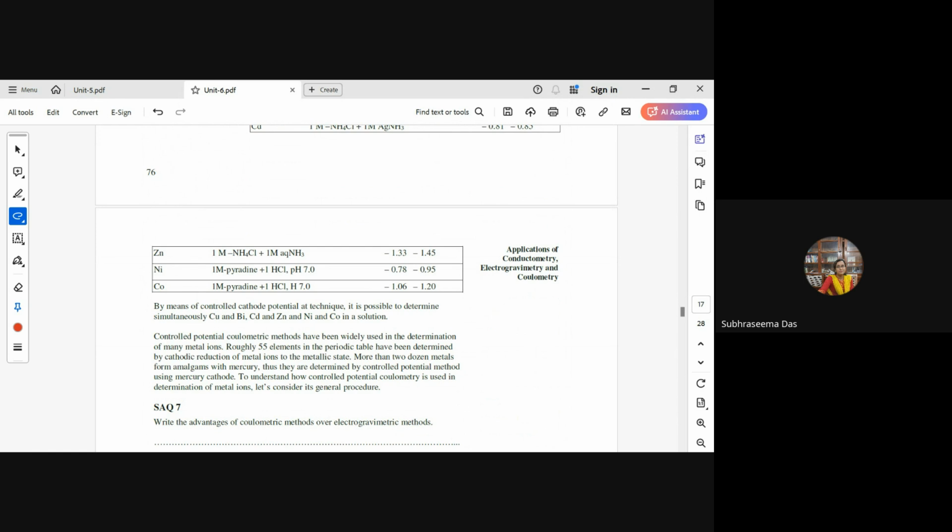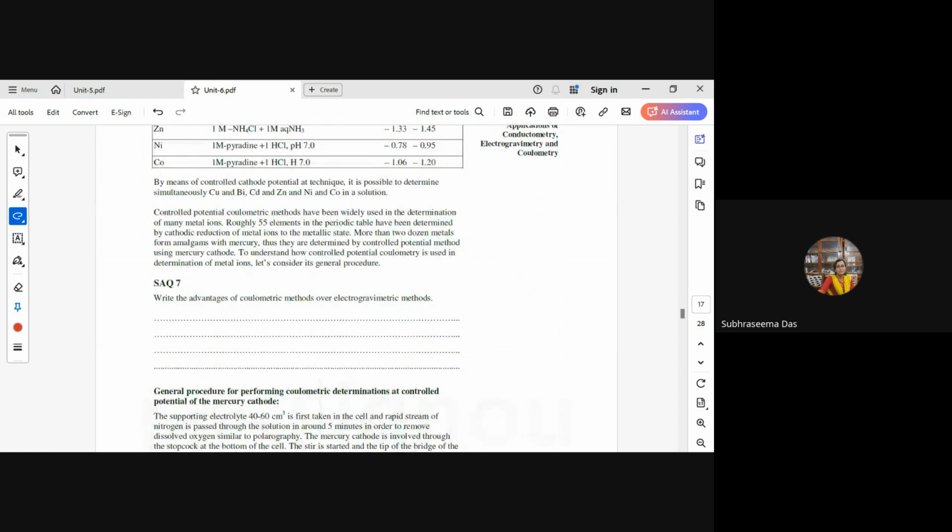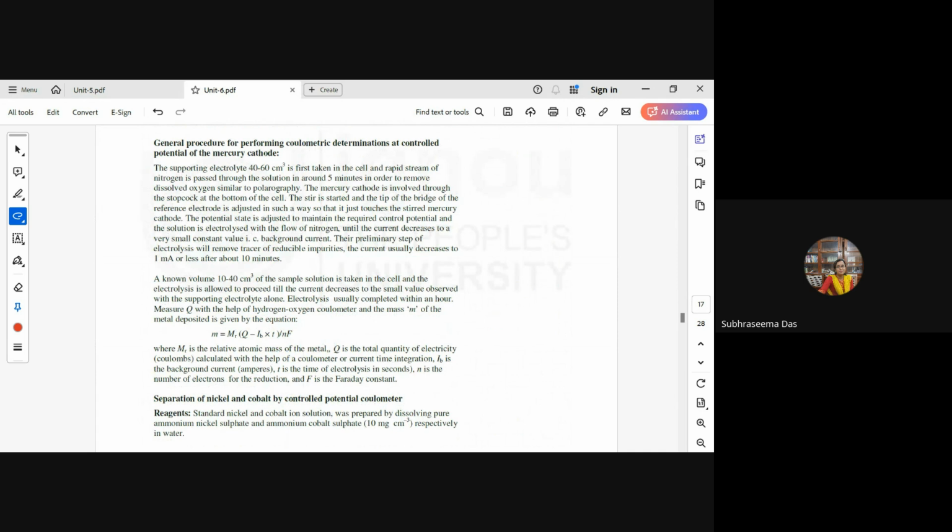By means of the controlled cathode potential technique, it is possible to determine simultaneously some metals that are present in a solution. This has also been used in the determination of many metal ions. Almost 55 elements have been determined by cathodic reduction of metals. More than two dozen metals form amalgams with mercury, and they have been determined by these controlled potential coulometric methods.